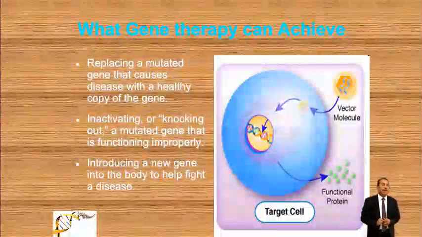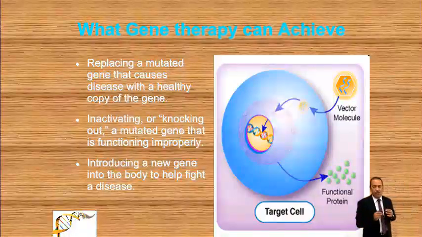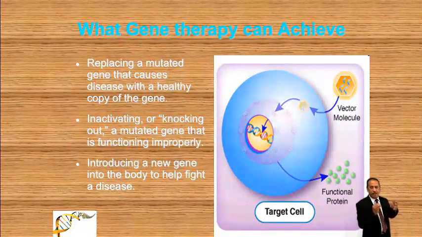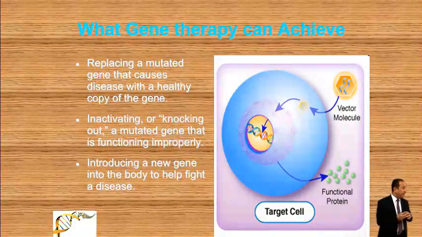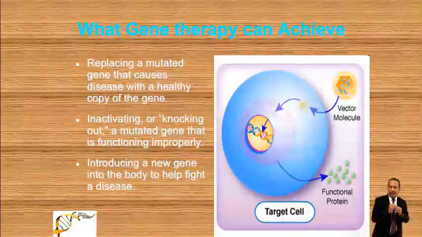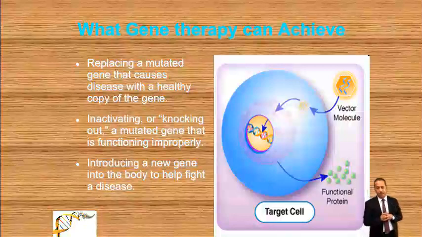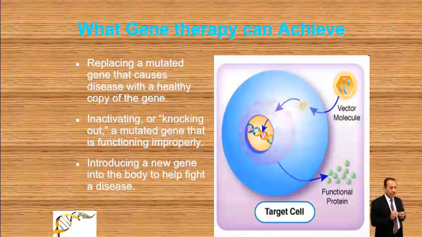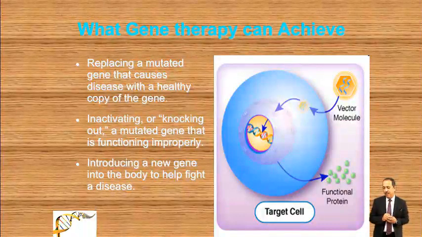What can gene therapy achieve? Replacing a mutated gene that causes disease with a healthy copy of the gene, activating or knocking out a mutated gene that is functioning improperly, and introducing a new gene into the body to help fight disease.